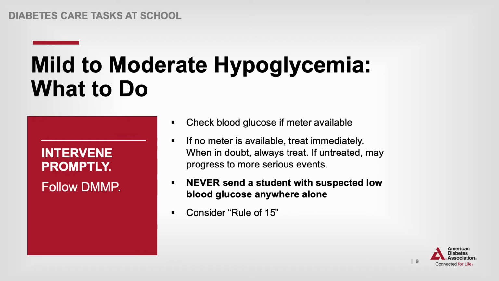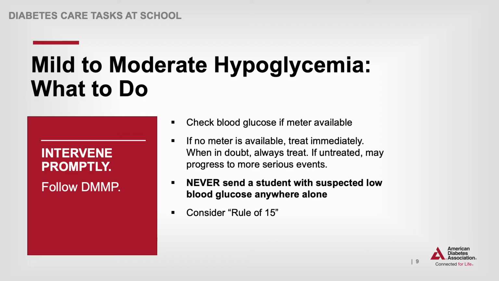Some students confuse low and high blood glucose symptoms. Students may have symptoms when their blood glucose level is dropping rapidly, so treatment must be immediately given. However, if no meter is available, treat for hypoglycemia on the spot. If untreated, low blood glucose may progress to more serious events. Never send a student with suspected low blood glucose anywhere alone. When in doubt, always treat for low blood sugar.